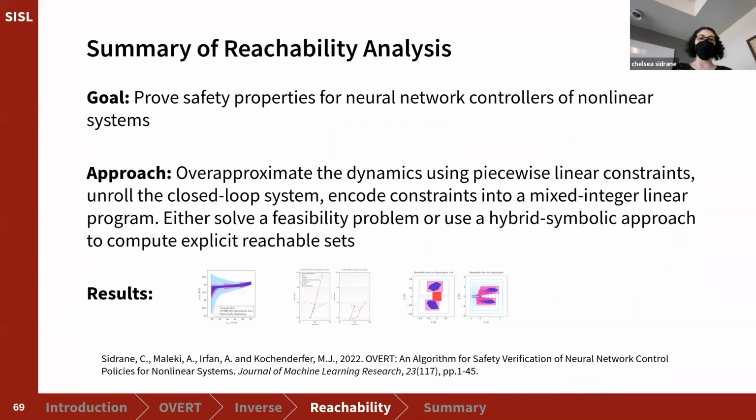So to summarize, our goal was to prove safety properties for neural network controllers of nonlinear systems. Our approach was to perform reachability by overapproximating the dynamics using piecewise linear constraints, unrolling the closed loop system, and encoding everything into a mixed integer linear program that we can either solve a feasibility problem or explicitly compute the reachable sets. And these are what our results look like.